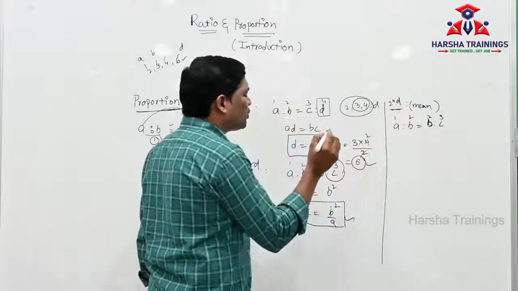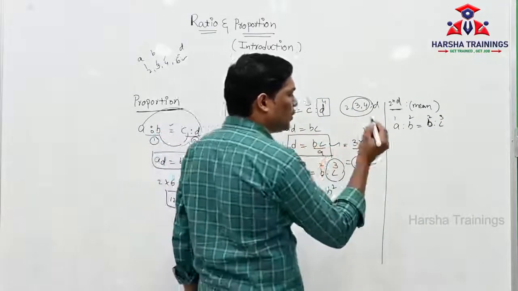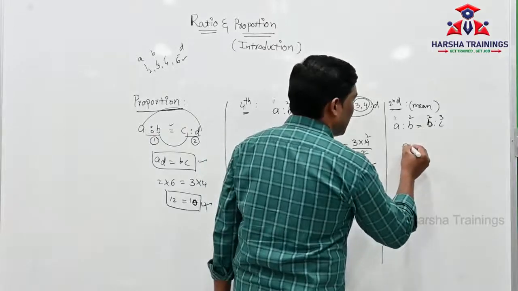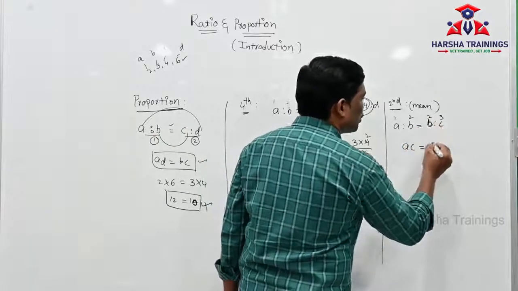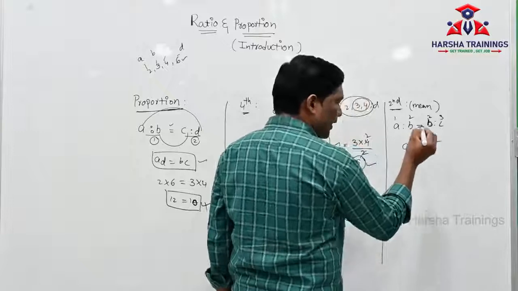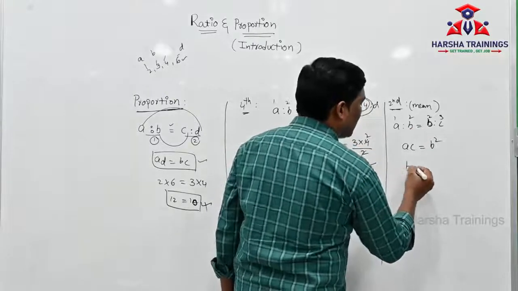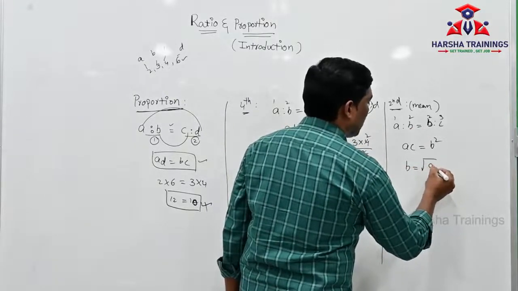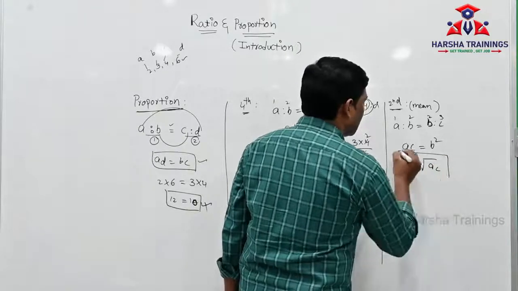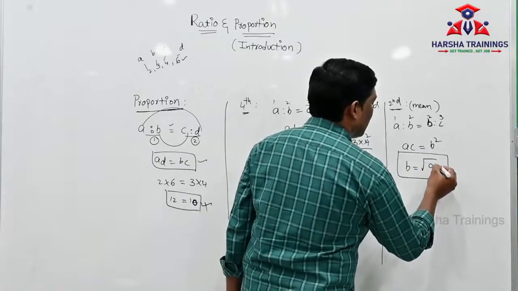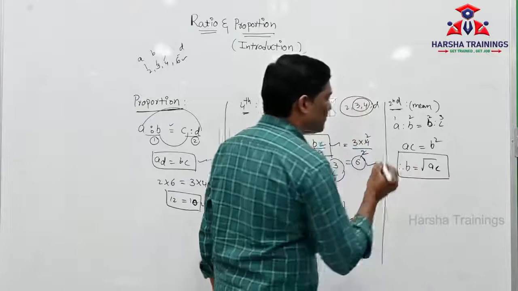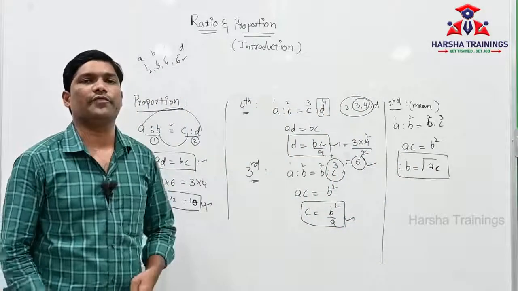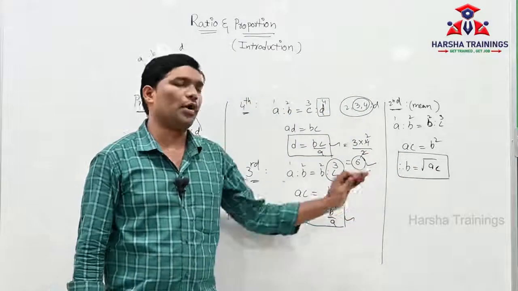The proportion formation is AD is equal to BC. Then AC is equal to B into B, B square. Find out the B value, right? Then B is equal to root of AC. So the second proportion or mean proportion formula is B is equal to root of AC. Just remember this point, guys.